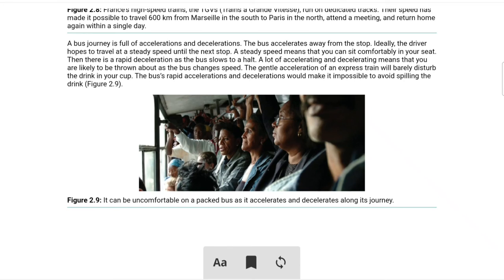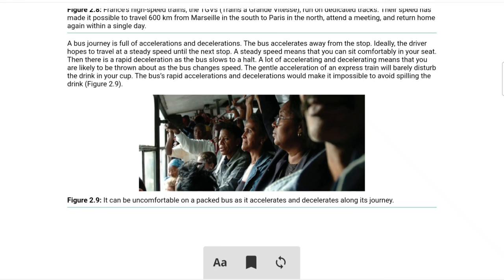അല്ലേ, ഇനി സ്റ്റോപ്പ് എത്തുന്ന സമയത്ത് ഒരു സഡൻ ബ്രേക്ക് പോസിബിൾ അല്ല, ബിക്കോസ് ഇറ്റ് വിൽ ബി ഡേഞ്ചർ ഫോർ ദ പാസഞ്ചേഴ്സ്. സോ slowly he has to slow down the bus to a halt. So here it is what, decelerating. So a lot of acceleration and deceleration means that you are likely to be thrown about as the bus changes speed.